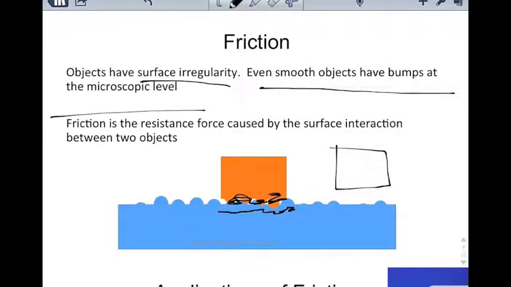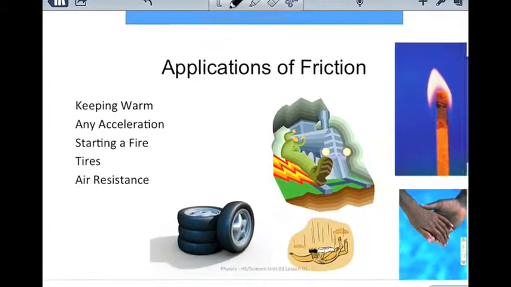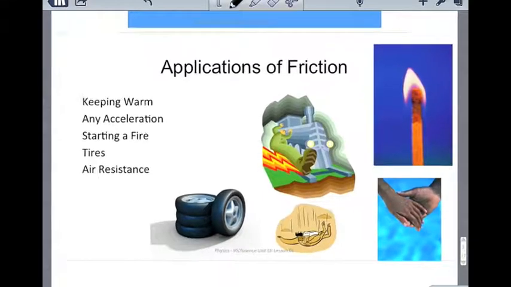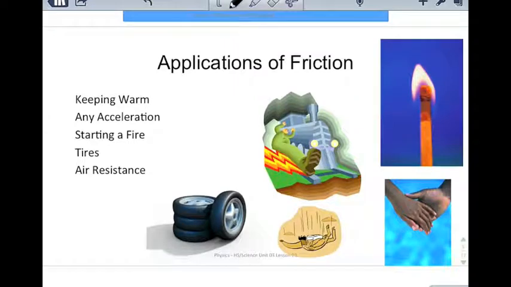Friction is the resistance force. So you're trying to drag this box across, but these surface imperfections keep interacting, causing it to require more force than you would generally think. Now, friction is actually very useful. You wouldn't be able to accelerate, speed up, slow down, turn, do anything without friction. Friction is absolutely imperative to your everyday life.